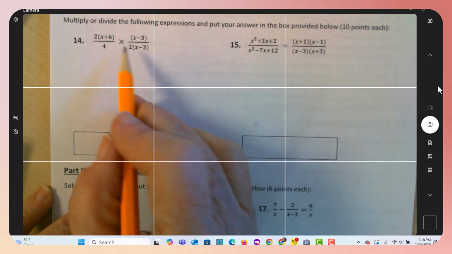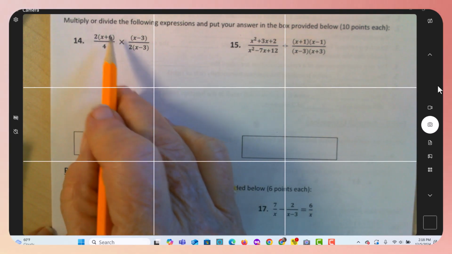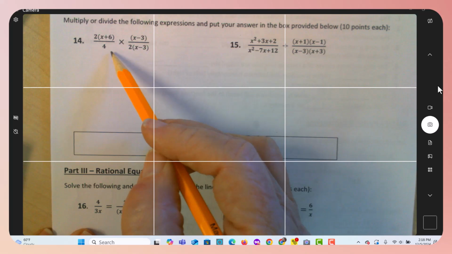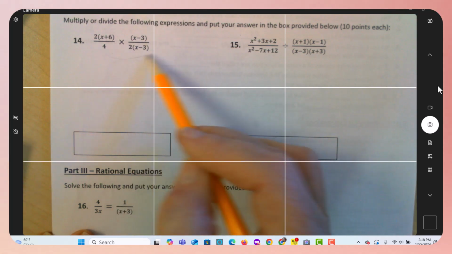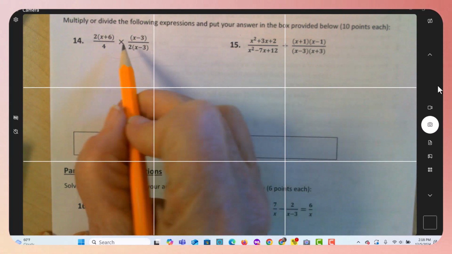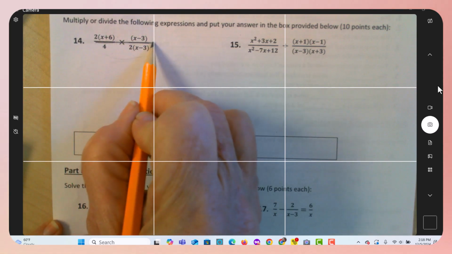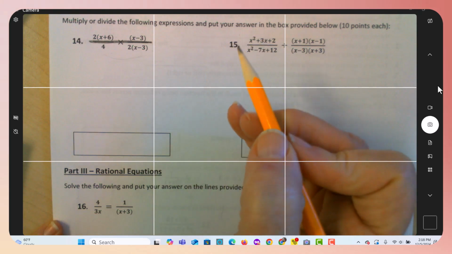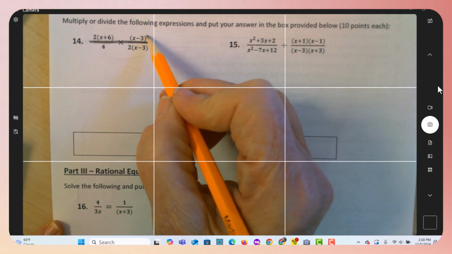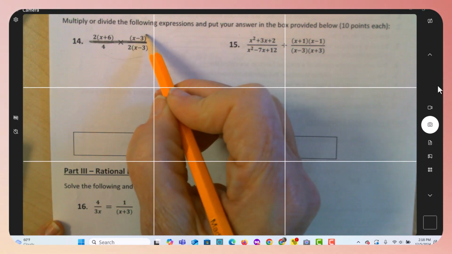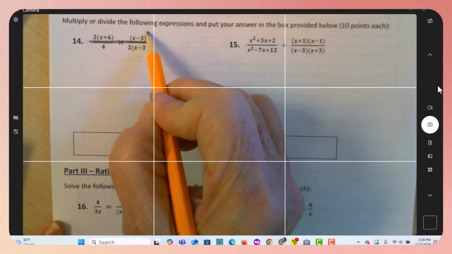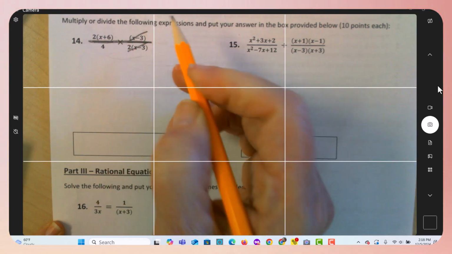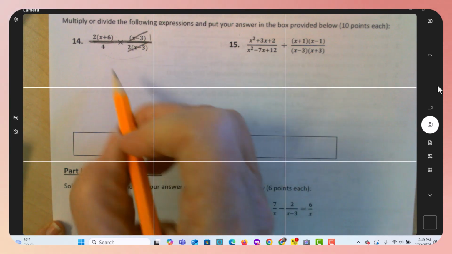All right, number 14, multiply or divide. I like multiplication, it's straightforward. Before we start, we need to make sure numerator and denominator are factored, and this is already factored for us. So we're just going to multiply everything in the numerator and multiply everything in the denominator. Now I'm looking for common factors in the numerator and denominator. Pair them up. x minus 3 over x minus 3 is 1, so that cancels.